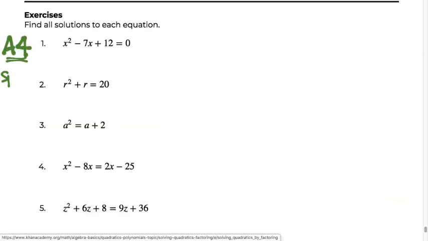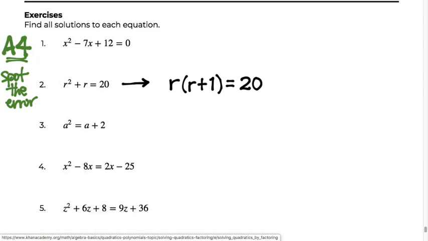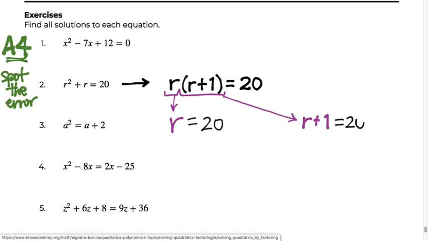For our next trick, this is using factoring to solve quadratic equations. We're going to pick on question number 2. R squared plus r equals 20. So I look at that and I say, let's factor. R squared plus r is r times r plus 1. And so then now that I have it factored, I can split apart those two factors. Each one of them gets an equation, solve those simpler equations, and we're done. What did I screw up?